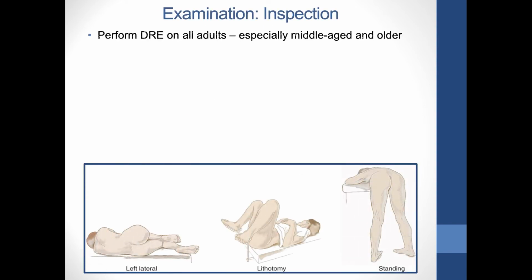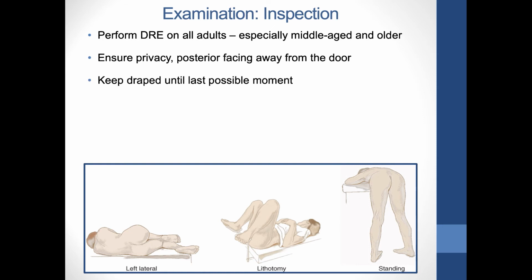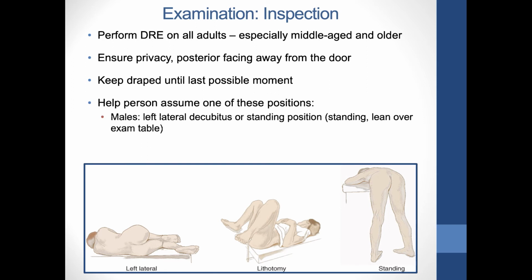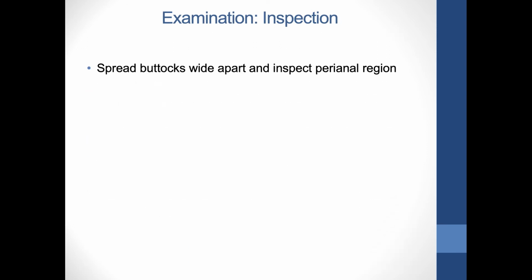When we perform our inspection, we're going to have our patient in one of these positions that you can see in the picture. We're going to ensure privacy, just like we talked about with the female GU, where we want the patient facing away from the door in case somebody inadvertently walks in. We're going to keep them draped until the last possible moment, give them some privacy. We're going to help them assume one of the positions below. Our males are going to be in a left lateral decubitus or standing position, and our females will be in a lithotomy position or left lateral decubitus position.